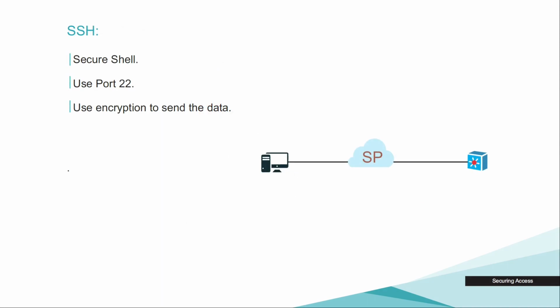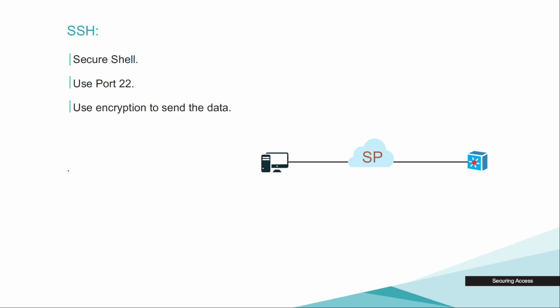For that reason, we can use a remote access protocol. We have two protocols that we can use: SSH and Telnet. Those protocols will give us access to our network equipment even through the internet. So let's start with SSH.